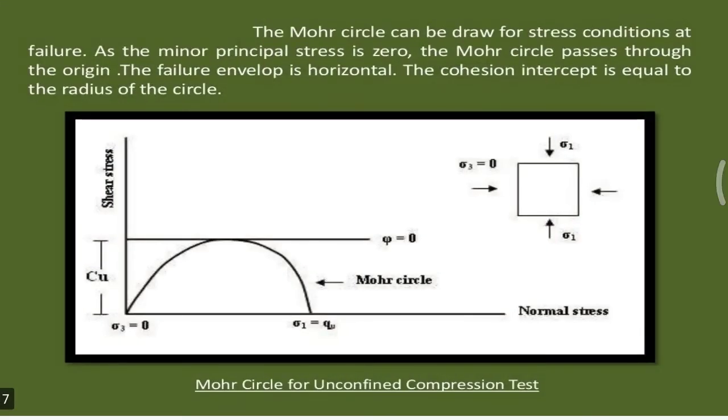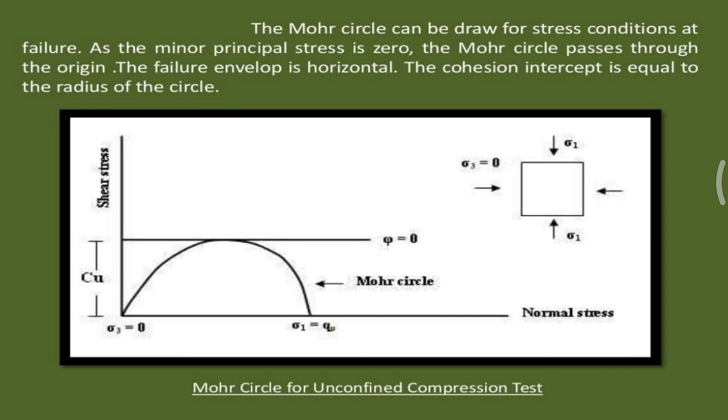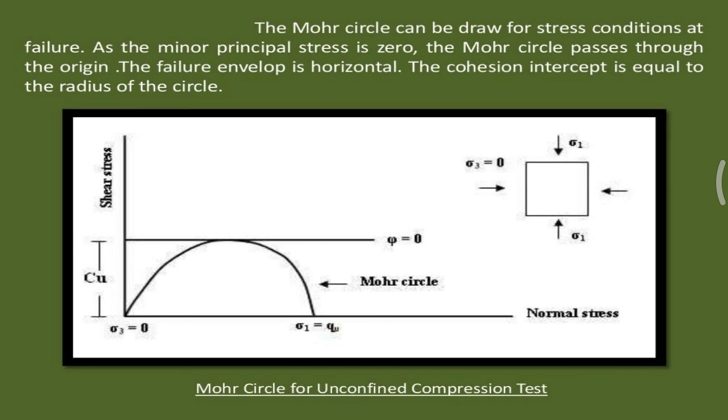Then draw the Mohr circle. We can easily draw the Mohr circle for the stress condition at failure. As the minor principal stress is 0, the Mohr circle passes through the origin. The failure envelope is horizontal. The cohesion intercept is equal to the radius of the circle. You can see the Mohr circle for the unconfined compressive test, where sigma 3 is 0 and sigma 1 is equal to Qu, and we plot the Mohr circle.